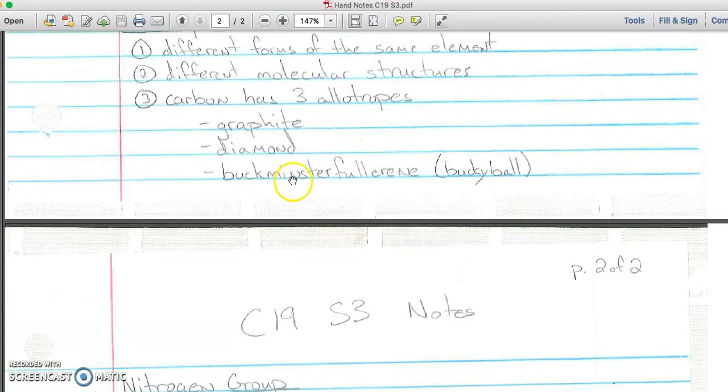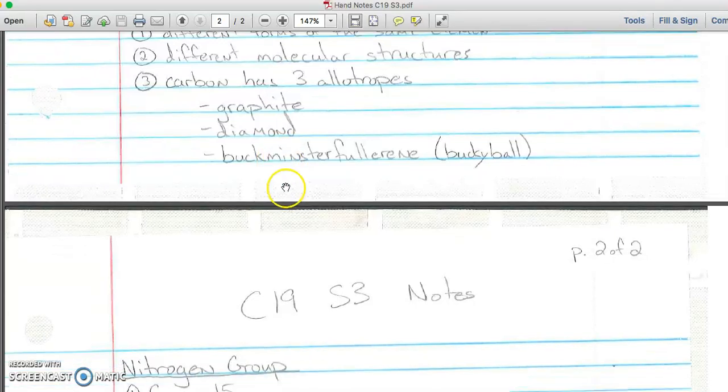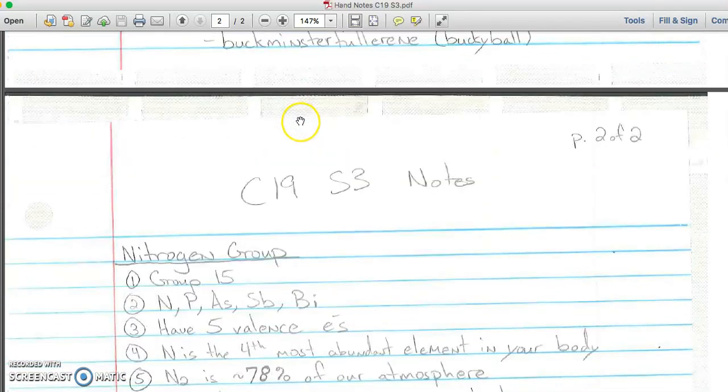And then we've learned of a new one recently called Buckminster fullerene. You can call it a buckyball. It's basically got the structure of a soccer ball with hexagonal faces and pentagonal faces. Six-sided faces and five-sided faces made together form a soccer ball. There's a great picture of it in your book. Take a look at that.